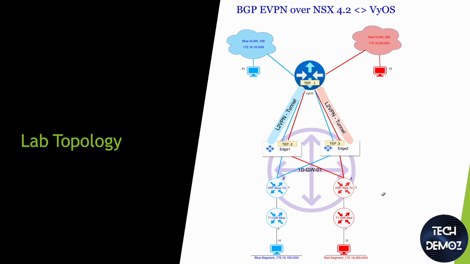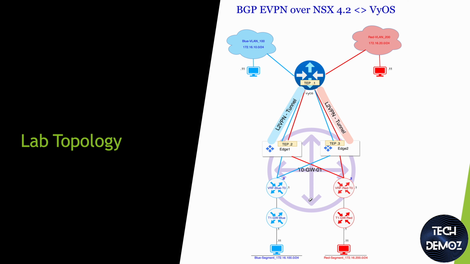So this is our lab topology. On the left, there is a VRF blue connected to the Tier 1 gateway, and the Tier 1 is further connected to the Tier 0 gateway, and the same thing on the right. We have already configured BGP between H1 and the Vyos router and between H2 and the Vyos router. The only thing we have to configure in the topology is the EVPN.